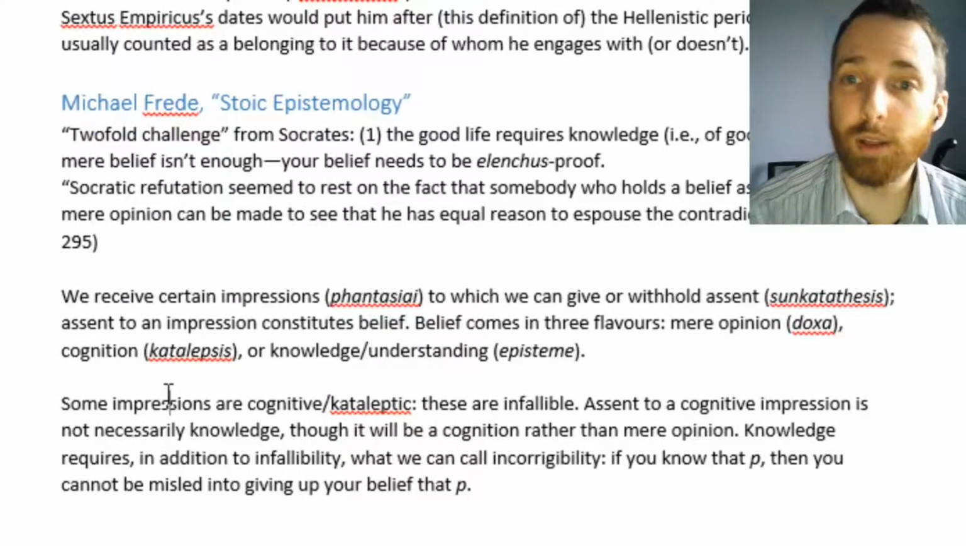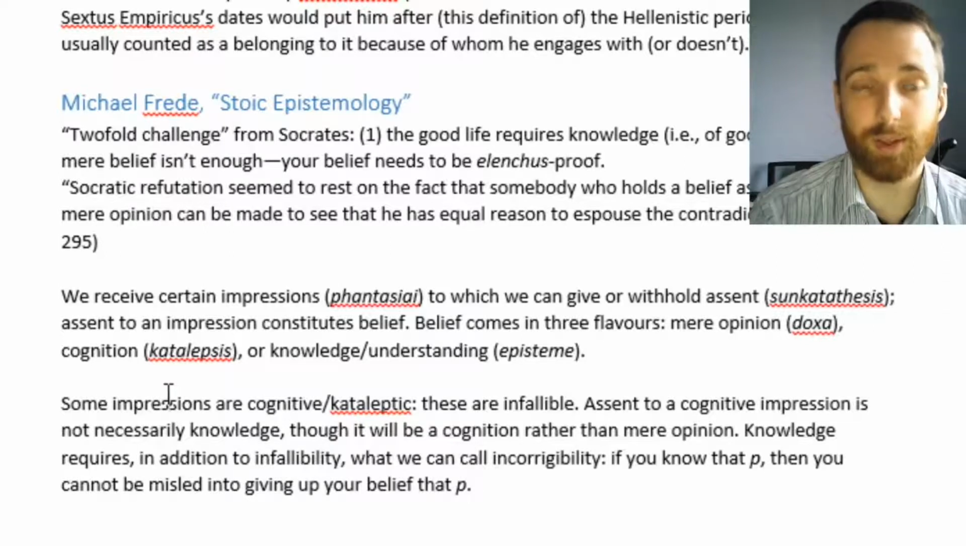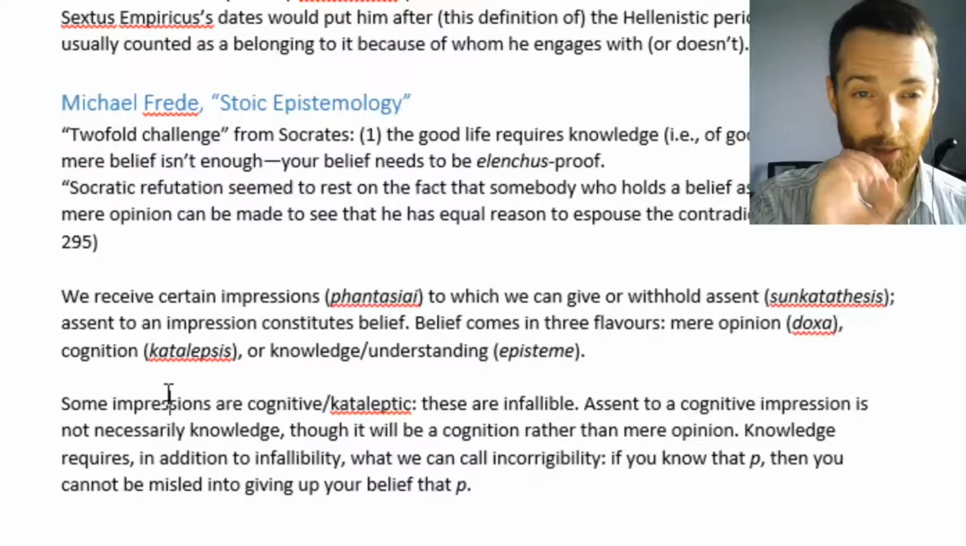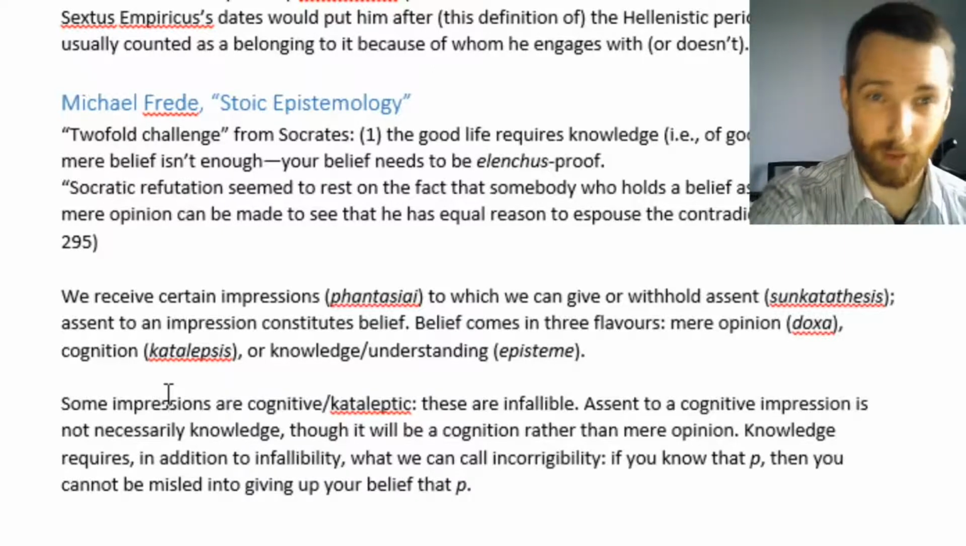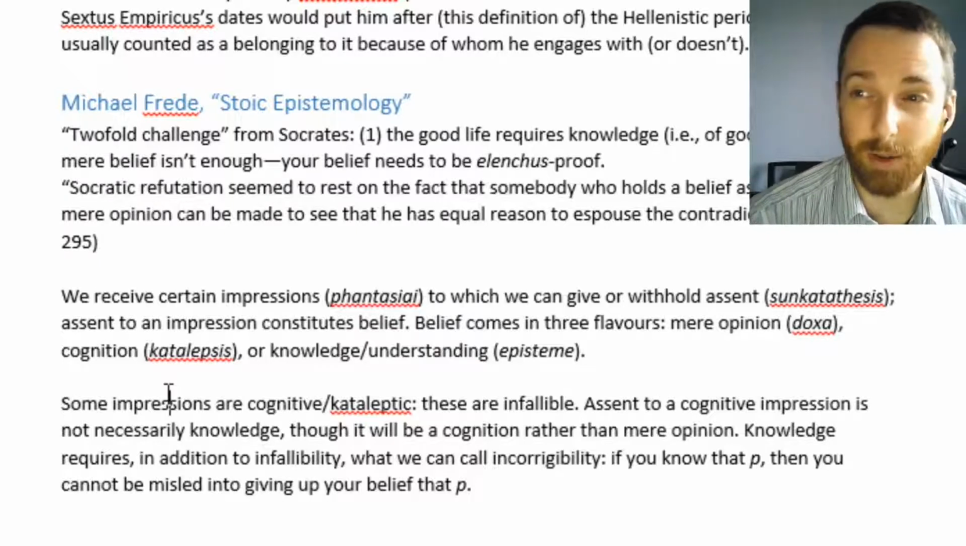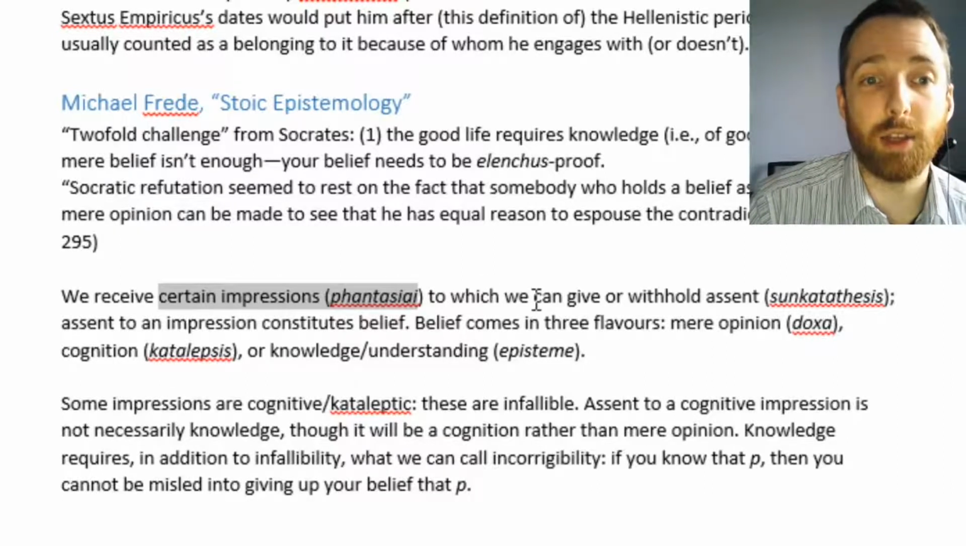Here's a picture the Stoics have of how we form our beliefs. They say we receive certain impressions, phantasiae, in Frege's translation, to which we can give or withhold assent. So you receive an impression, maybe a perceptual impression, for example. I'm having a certain experience of a bunch of shiny white stuff in front of me with a black border around it. It's got words on it. It appears like there's a computer monitor in front of me right now and a camera sitting on top of it. As well as receiving that impression, I can either give or withhold assent.